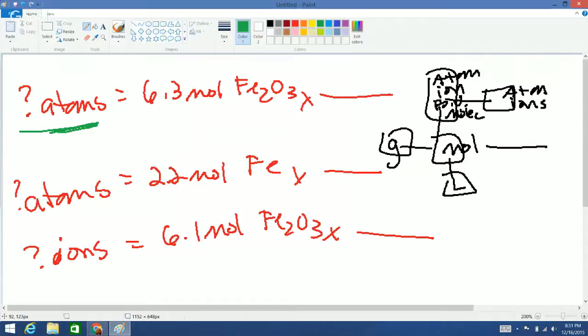How many atoms do you have when you have 6.3 moles of Fe2O3? In that case, when I look at Fe2O3, I need to ask myself, as I go up from moles into this upper box here, what kind of substance is Fe2O3?